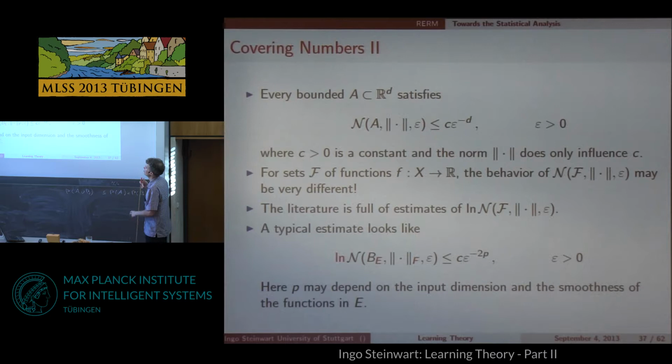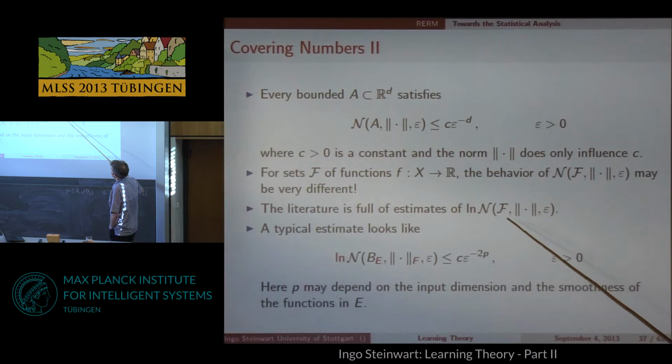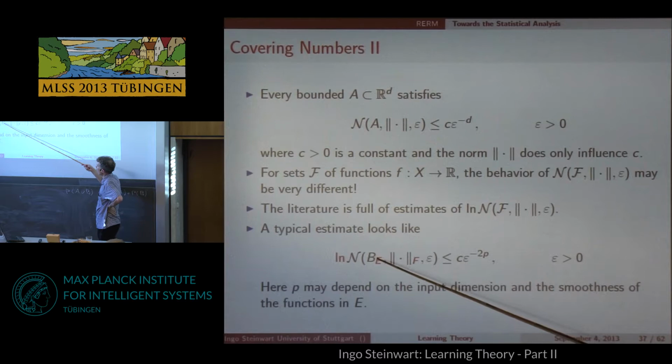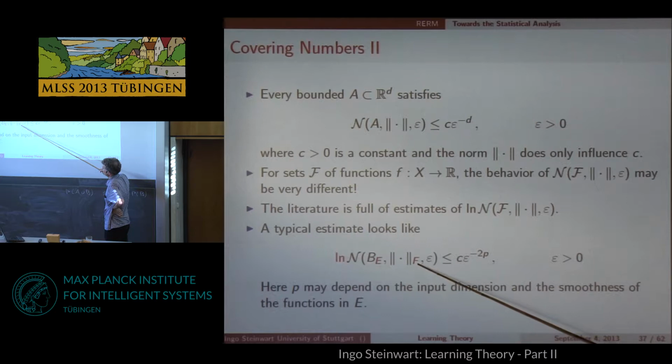Otherwise, whenever you deal with something infinite dimensional, this cannot be true. Yet, there is a huge literature on estimating covering numbers for sets of functions. And typically, estimates which you can find in the literature look like this. So you consider a ball of one vector space. Consider a metric of a different vector space where E is contained in.